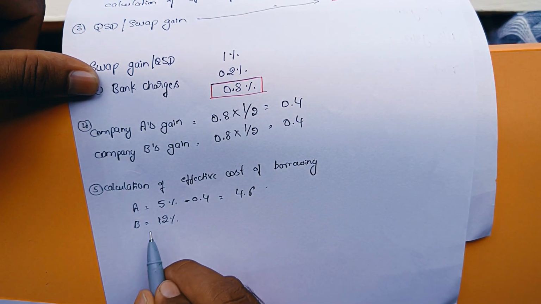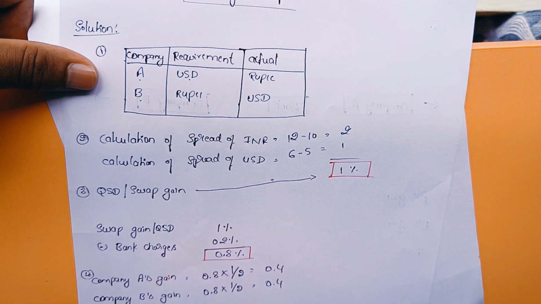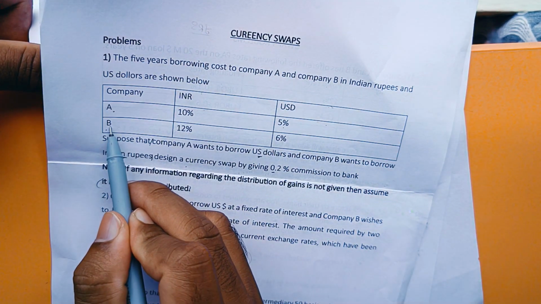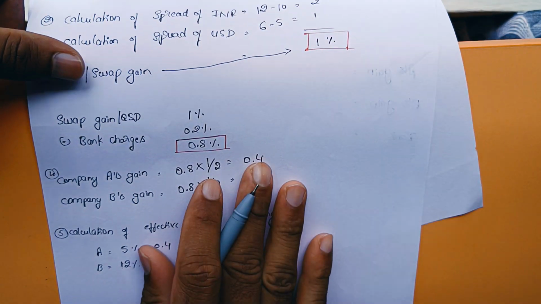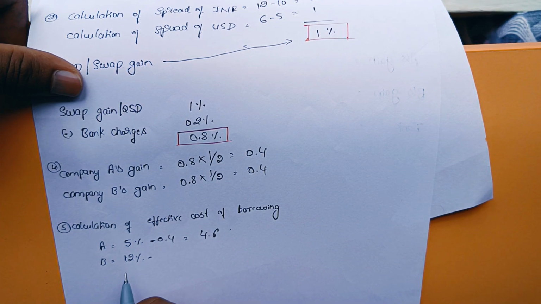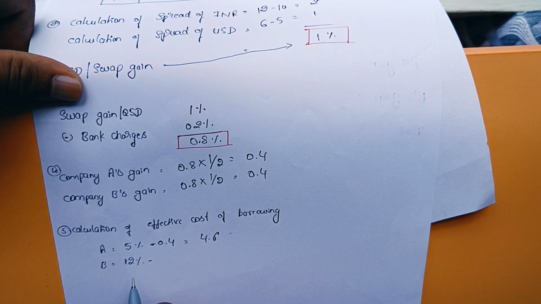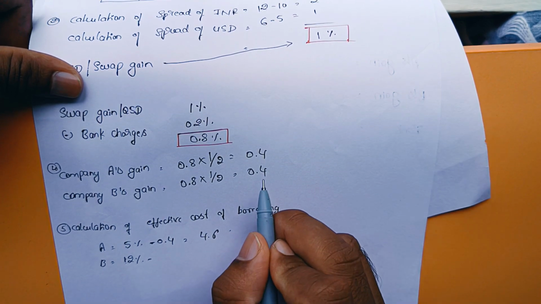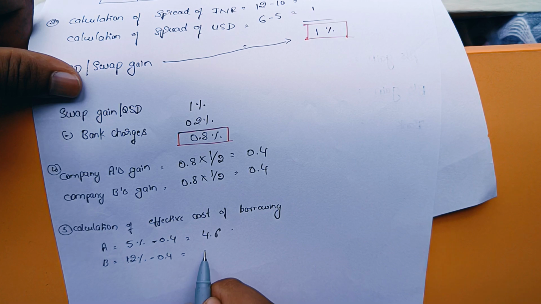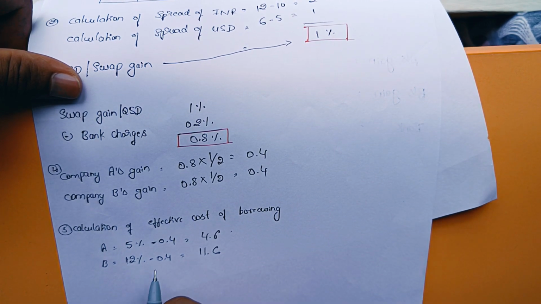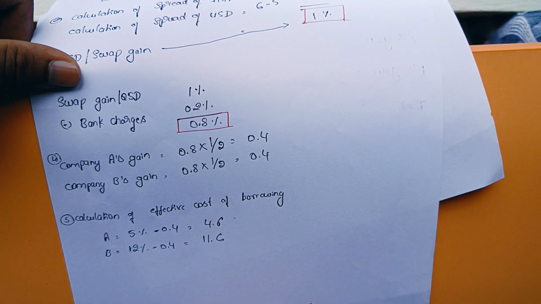Here B wanted Indian rupee. For B, what is the Indian rupee rate? B wanted Indian rupee, the rate is 12%. Write the 12% here. If the company is going without swap, then it was paying 12%. Here company B is going to take a gain of 0.4% using the swap. Then how much is company B going to pay? Only 11.6. That is 12 minus 0.4, we got 11.6. Done. This is the cost of borrowing.